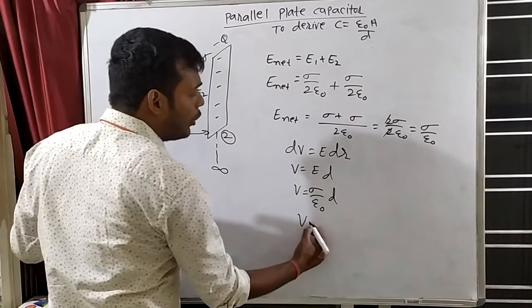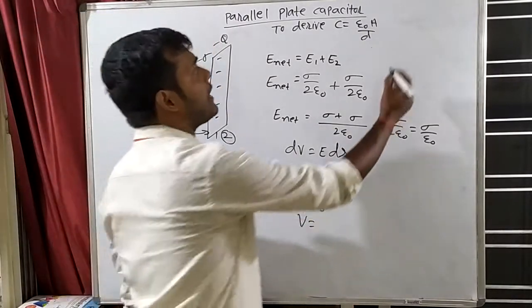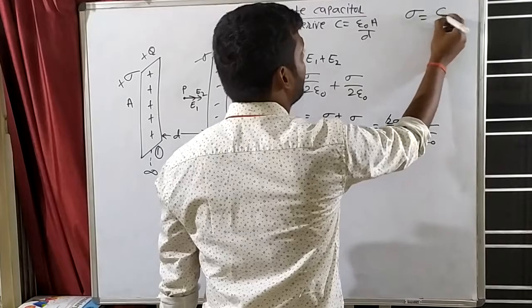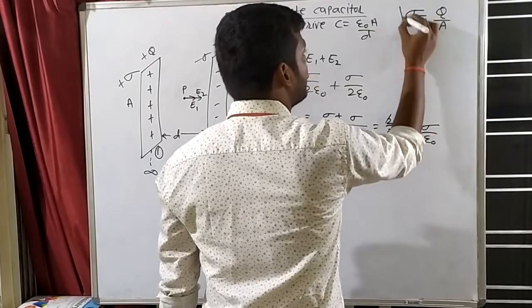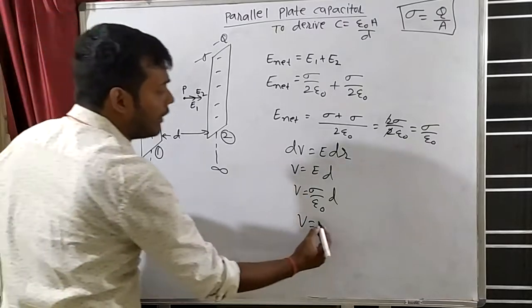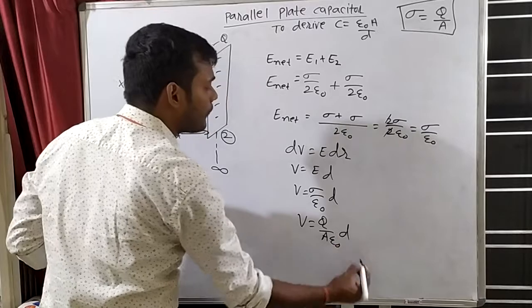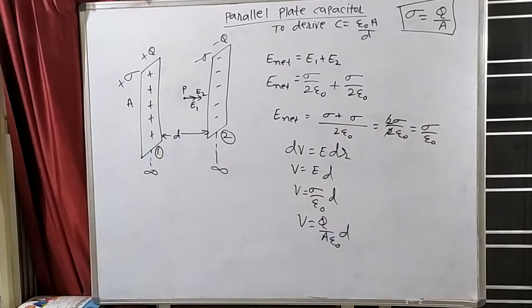So V is equal to, what is sigma? Sigma is surface charge density, and what is the formula of surface charge density? We all know sigma is equal to charge per unit area. So can we write Q by A epsilon naught into D? Can we write up to this?